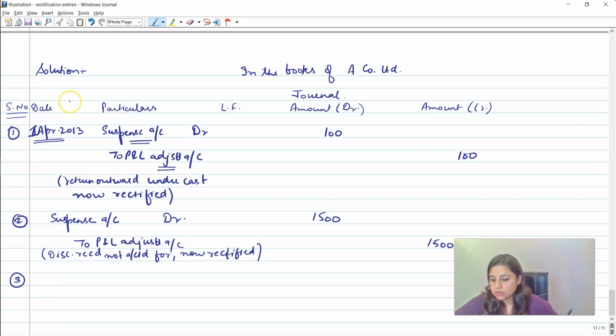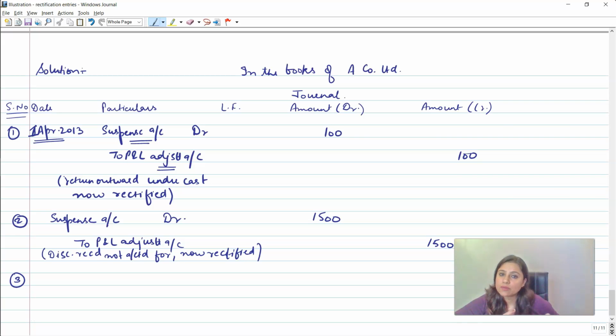Alright. So now the third point says that ₹6,000 being the cost of purchase of the office furniture was debited to purchase account. So instead of debiting the furniture account, we debited the purchase account, and the difference of the amount was 6,000. So we would be again passing this adjustment rectification entry through the P&L adjustment account. However, the suspense account will not be reduced in this case.